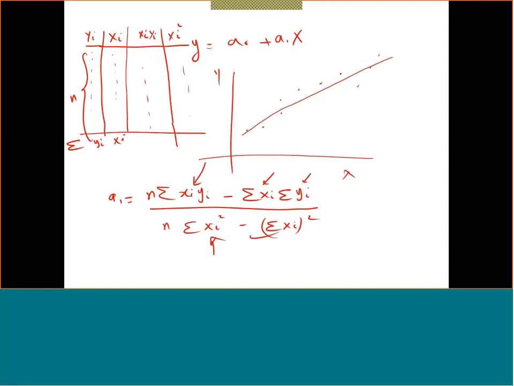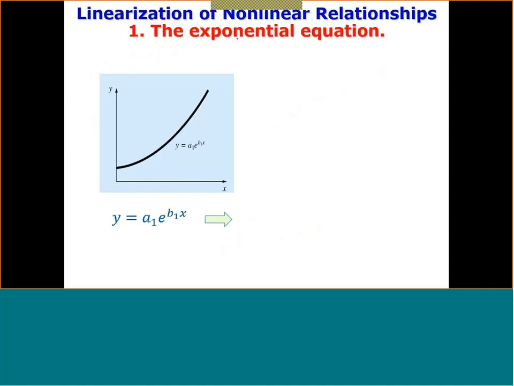Then you will find a1, and after that you will find your a0, which is equal to the average value of y minus a1, this constant that we just found, times x average. So this is how we deal with it if my data fits a linear model. Now, what if it does not? We have seen in the previous slide that it's not really practical to solve the nonlinear equations directly. So what do we do? Let's see here.